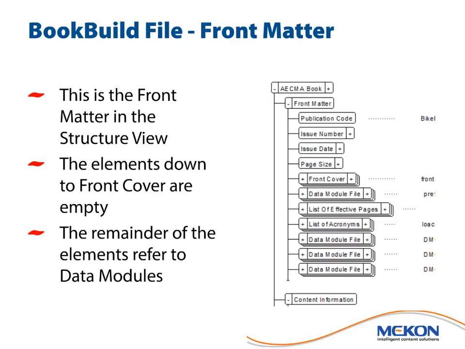This is the front matter area. The illustration on the right hand side is taken from Framemaker structure view, and those of you familiar with structure framework will recognize it straight away. So the elements down to the front cover are empty. They are just information which you need to put in there. The remainder of the elements refer to actual data modules themselves.